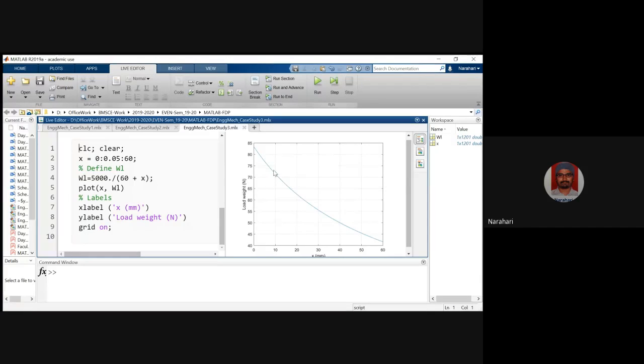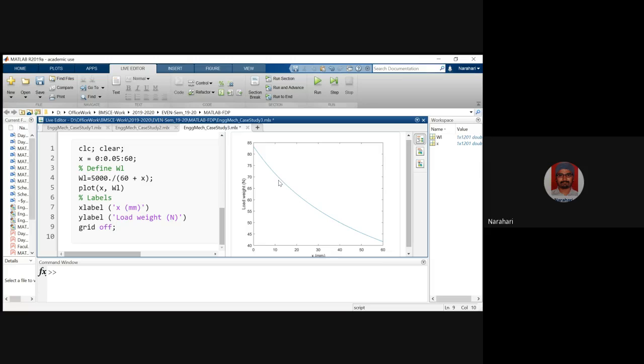Grid on basically gives you the x and y lines along these things. If I say grid off, let me show you what happens. I think you people have seen this in the day before yesterday's afternoon session, but anyway, just to show you. If I say grid off, you won't see these lines, so it becomes a little difficult to identify what this point is.